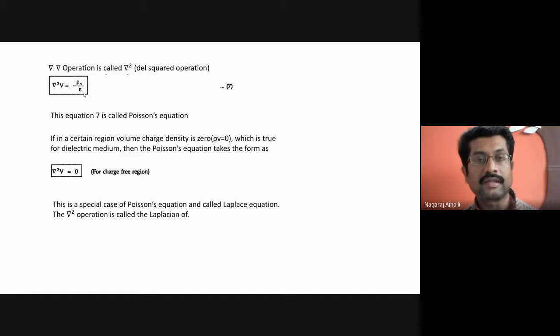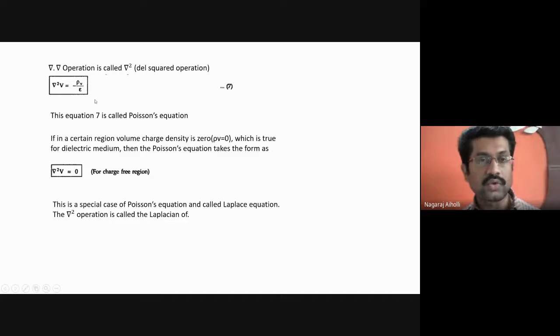Suppose we consider the region where the charges are null. That means if we consider the charge free region, in such a region the volume charge density rho V is equal to 0. This is true for the dielectric medium. For the dielectric medium, there are no free charges. All are bound charges. They are bonded to each other. Hence the volume charge density is 0 for the dielectric medium or charge free region.